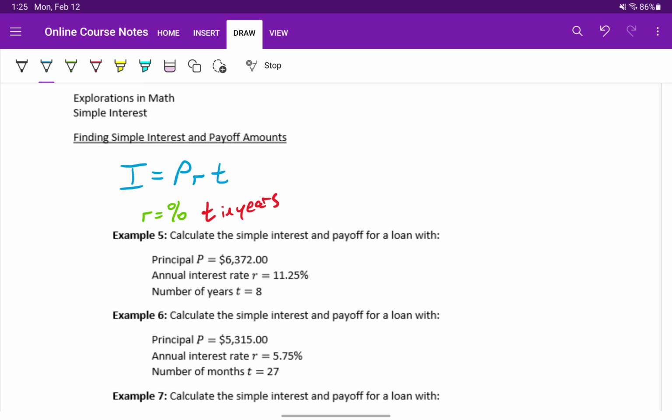The second formula that we want is one to calculate the payoff amount. The payoff amount is how much we'll have to pay at the end of the period of our loan to have fully paid our debt. So the payoff amount is going to be equal to the principal, so the original amount of the loan, plus any interest that we've accrued over time. Interest is that simple interest formula, so we could expand this out to write it as P plus PRT.